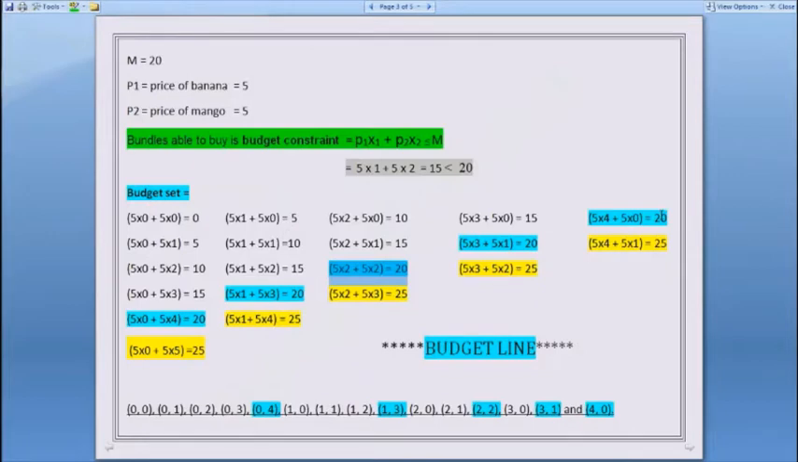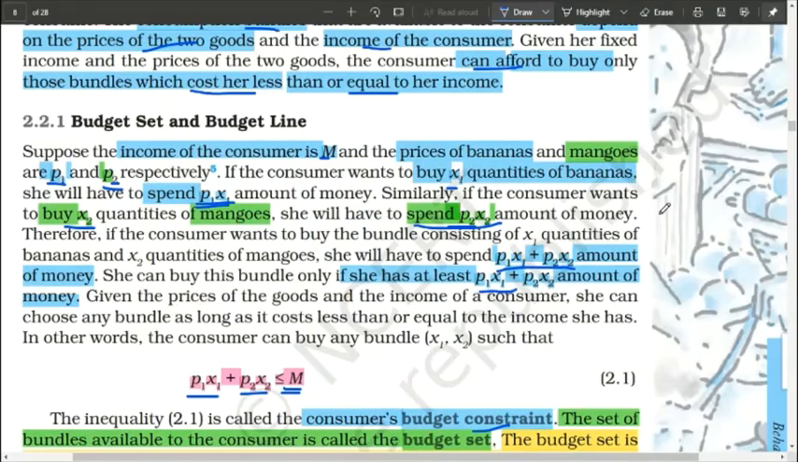Okay, so P1X1 is what you spend on banana, on X1, on commodity 1, on good one, and P2X2 is the amount spent on X2. If you add together, there you will see how much you spend out of your budget. Okay, so this is called a budget constraint.